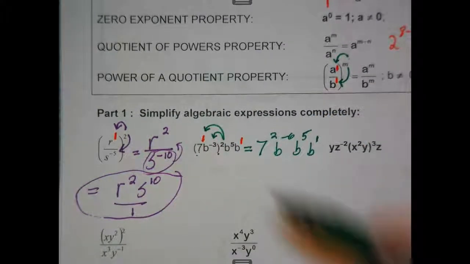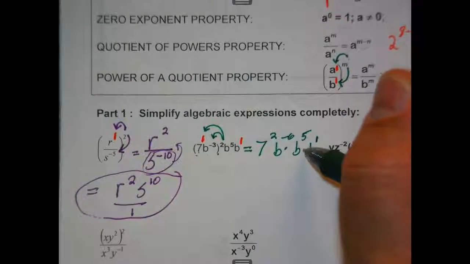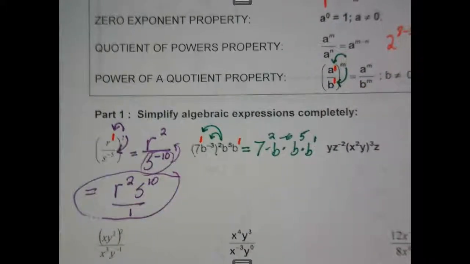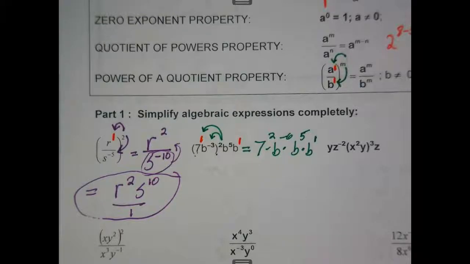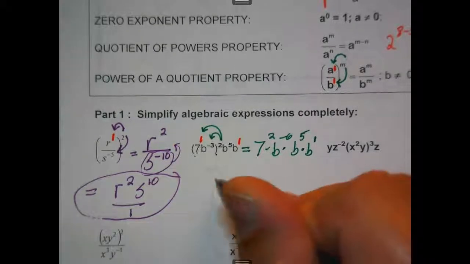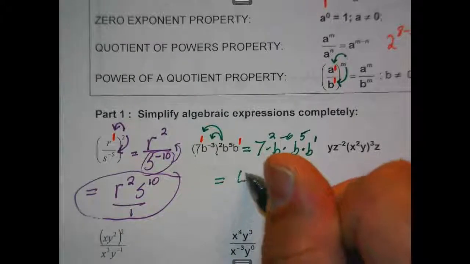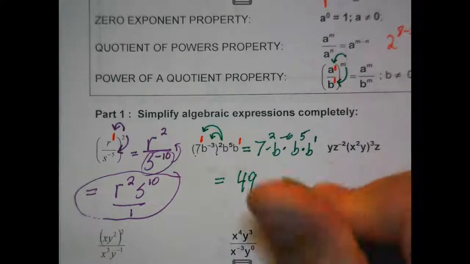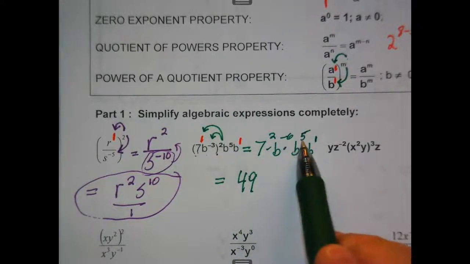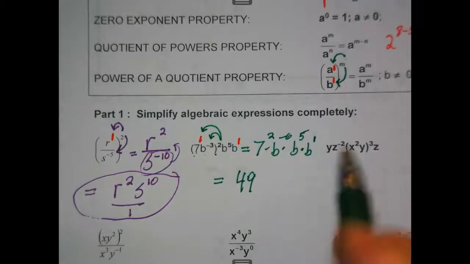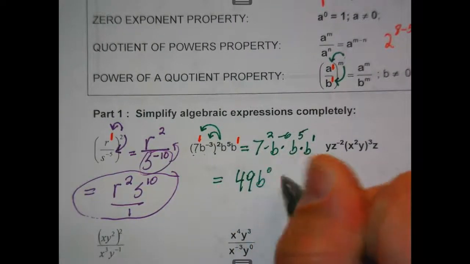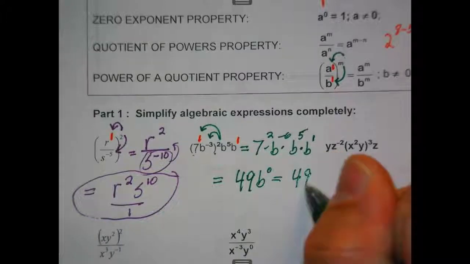Now, this is all multiplication here with the same base, right? What do I do with the exponents with the same base? You combine them or add them, right? 7 squared is 49, or you can leave it 7 squared. I don't care. Negative 6 plus 5 is negative 1 plus 1 is b to the 0, which is just 49.